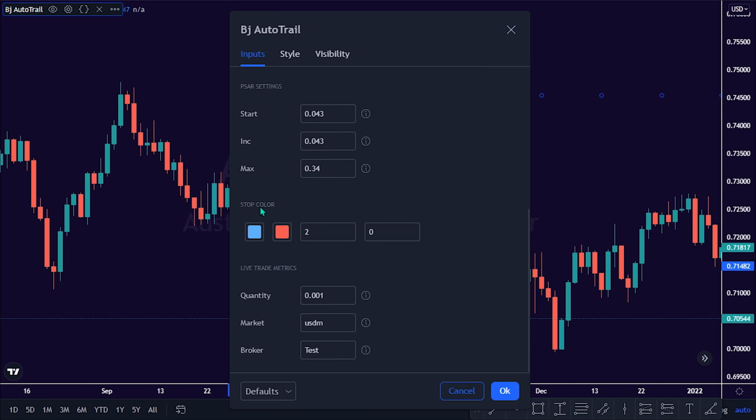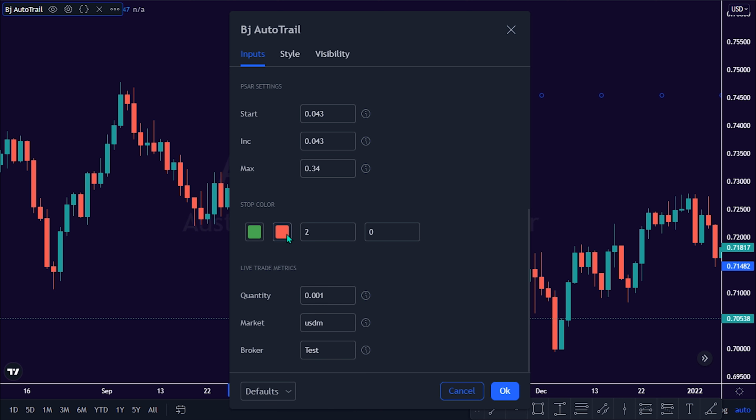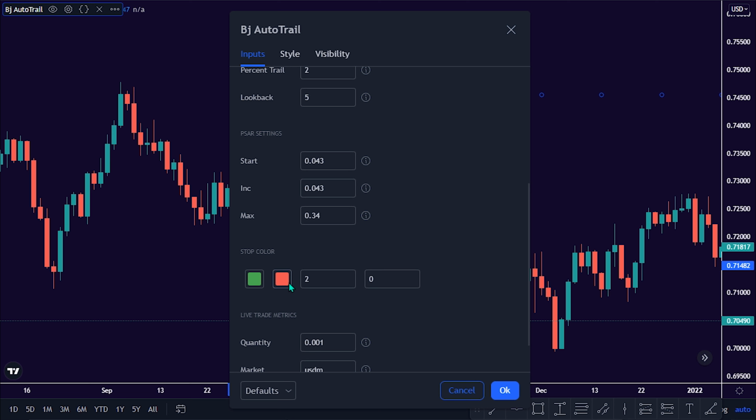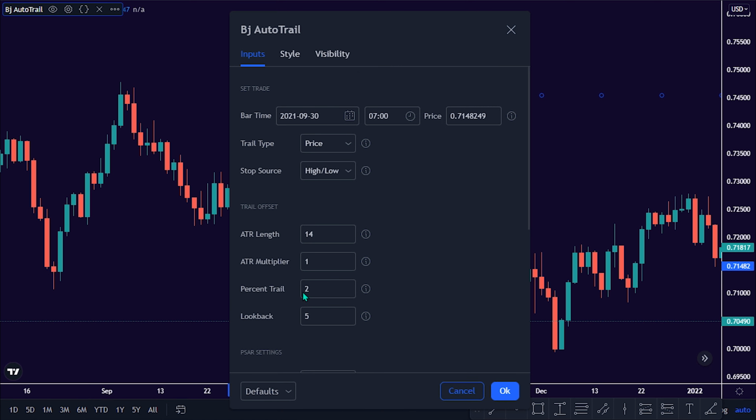Here's the stop color. Let's modify the long trail color to be green. The red color trail is okay for short. The percent trail here offsets the trail as a percent from close. The percent trail creates a hard stop that is placed at the crosshair value. Then, once the distance is exceeded by the percentage specified, the trail begins.